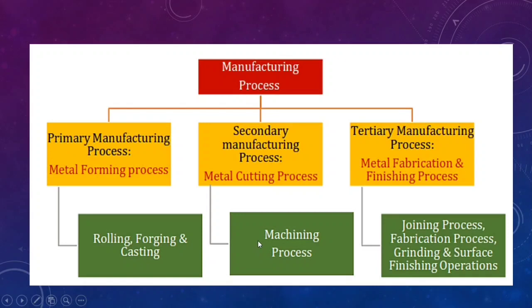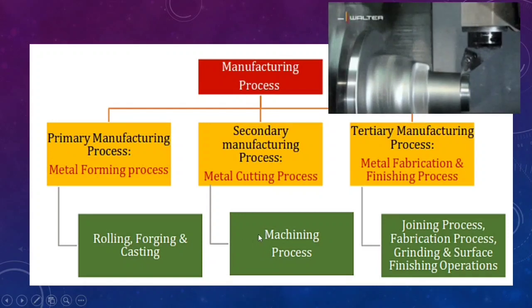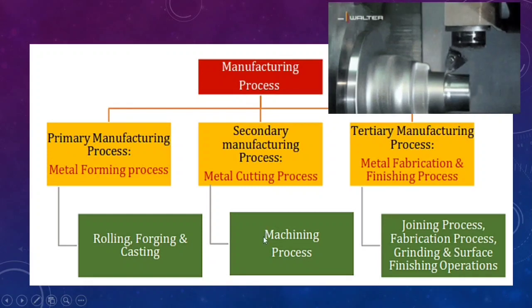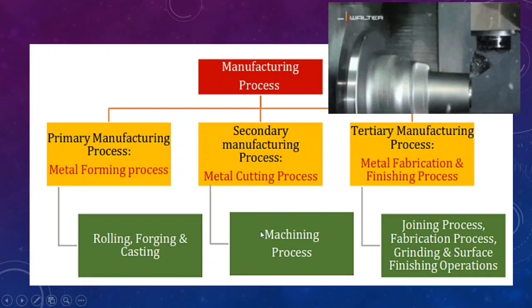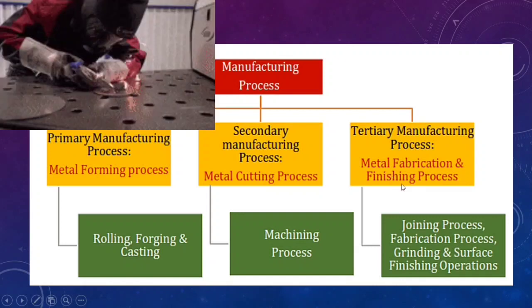You have heard about that in the lathe machines. We are converting the raw materials into some required shapes by using the metal cutting process. That is also called machining processes, such as slot cutting, facing, plane turning. Many operations come in this area. Next, the tertiary manufacturing process. In this process, the metal fabrication and finishing process takes place.